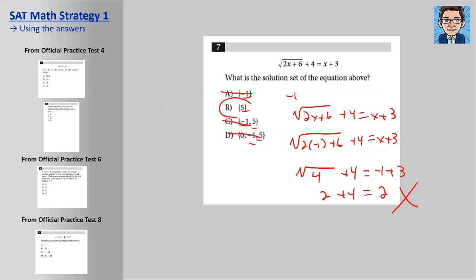So the only answer we're left with on this one is B. You can go back and plug 5 in and see if it works, but since -1 doesn't work and it's in all of the other answers, then B is going to be our answer.